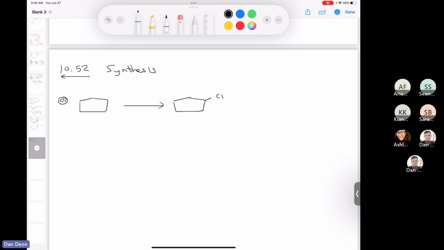And we know that all of the hydrogens in cyclopentane are equivalent. And so we could just treat this with chlorine and light, and this is the only isomer that we're going to get. There's no other possible isomer that we would get.